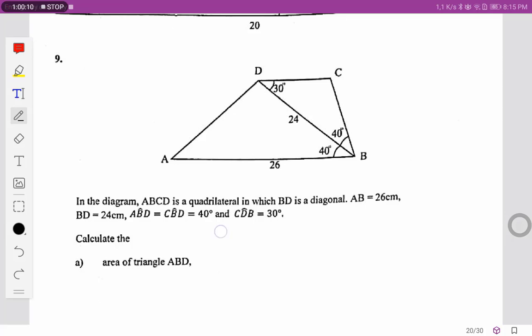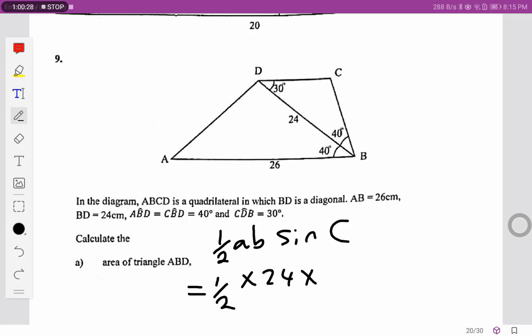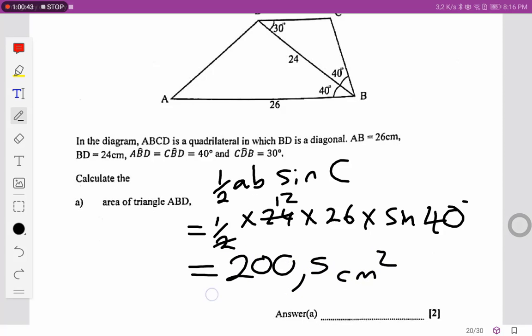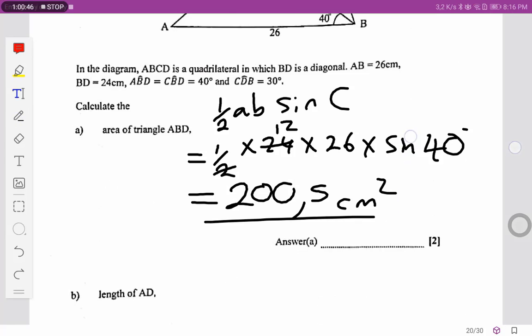We can use the half ab sine C formula. So our a can be this one, our b can be this one, and this becomes our sine C there. Using that information, we can say it's half times a, which is 24, times b, which is 26, times sine 40 degrees. Let's see what we get here. 2 here, 12. So I'm going to get 205 centimeters squared. This is the area that I'm getting. Let's go to the next question.